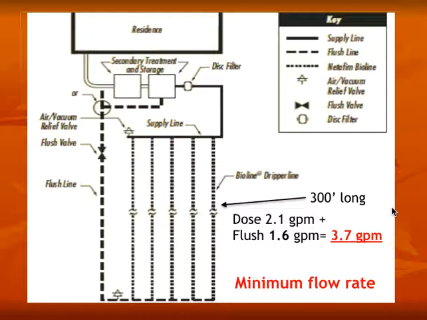But now if we also want to flush that lateral, we have to add an additional 1.6 gallons a minute over and above the dose flow rate. So we started with 2.1 gallons per minute for our dose. Our flush flow rate is going to have to be an additional 1.6 gallons. Remember, we're only talking about one lateral now. And we add those two together, we're going to have a minimum of 3.7 gallons a minute at this point right here. And that's going to be our minimum flow rate.